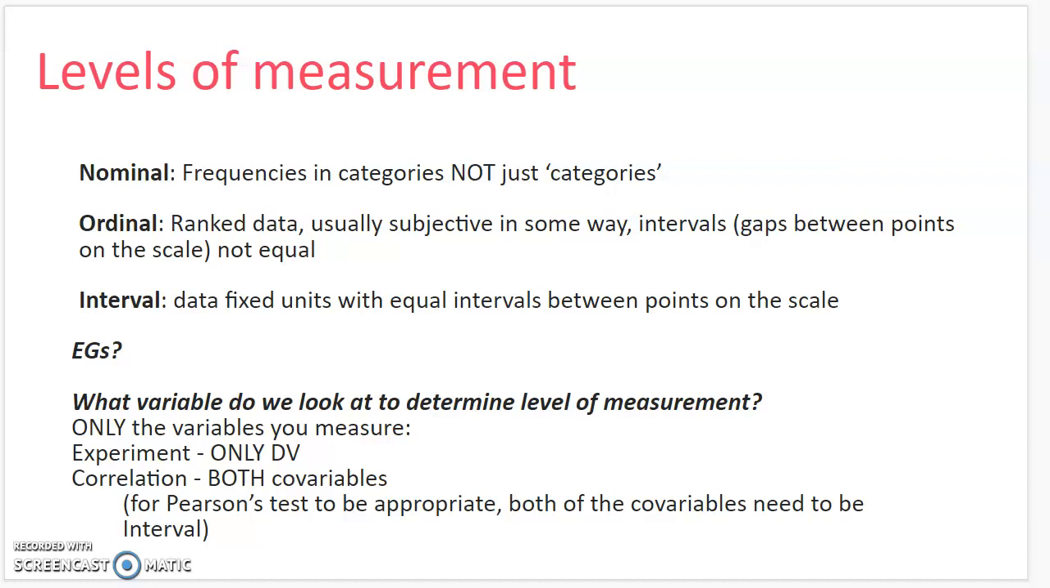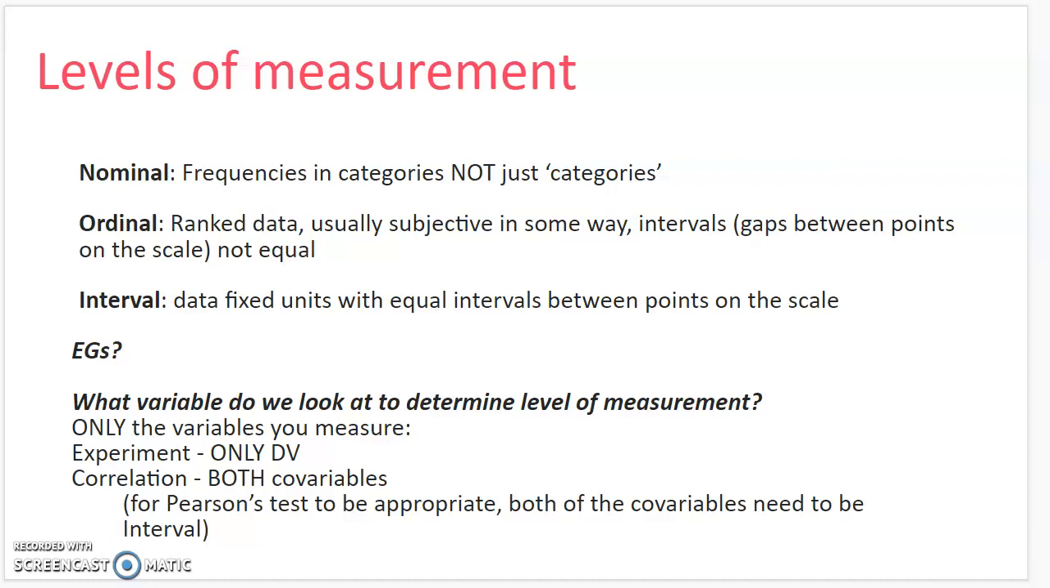The final level of measurement is interval. This is when your data has fixed units with equal intervals between the points on the scale. So this is generally our standard units of measurement. Temperature in Celsius, time in seconds, minutes, hours, years. Those are considered interval, because you can say that 60 seconds is exactly double 30 seconds. Another one that I've seen a couple of times that is considered interval is heart rate as well.